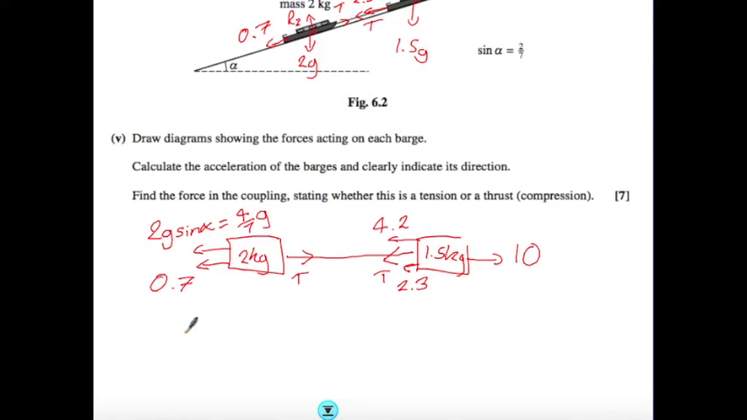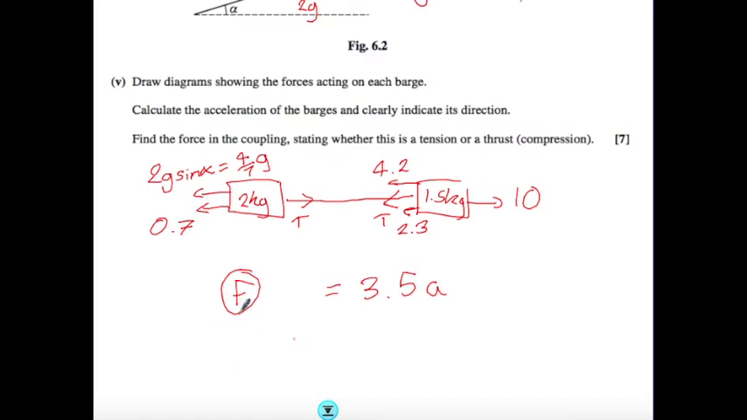Okay, now what we can do here is we know if we work out the total resultant force on all of this stuff, that has to equal mass times acceleration. And the acceleration is what we're looking for. So the total mass of the system is 2 plus 1.5, so 3.5 kilograms times the acceleration. And we know that has to equal this resultant force.